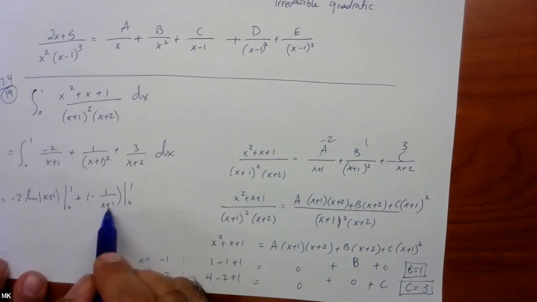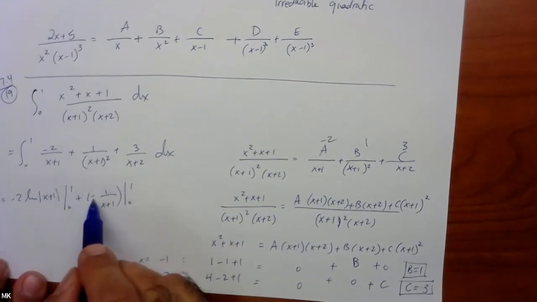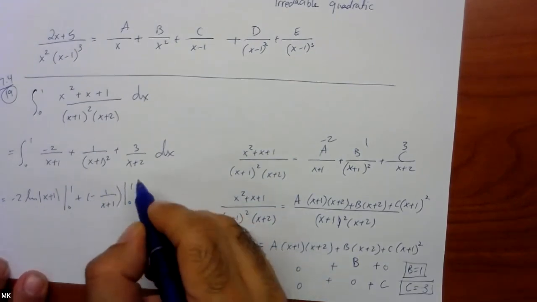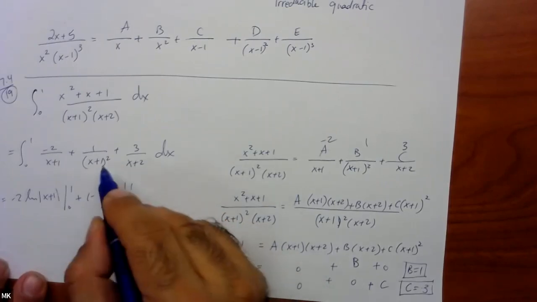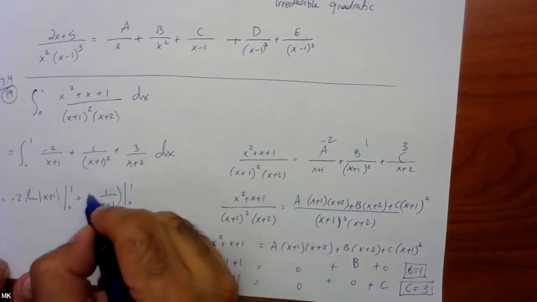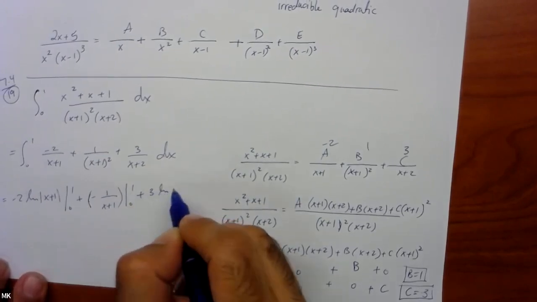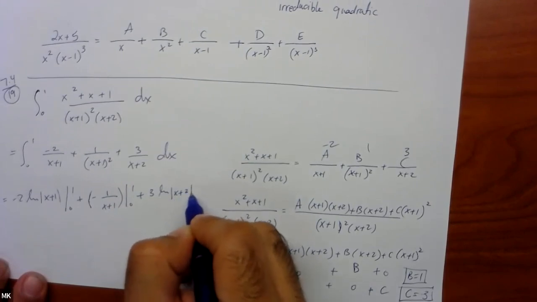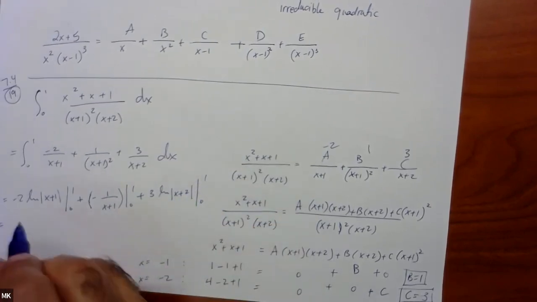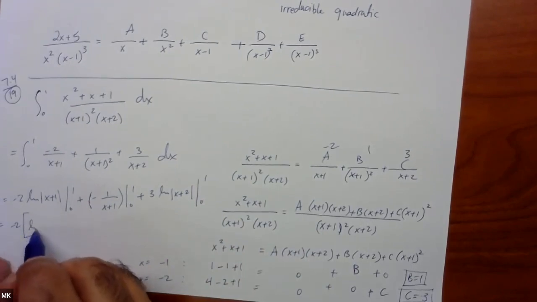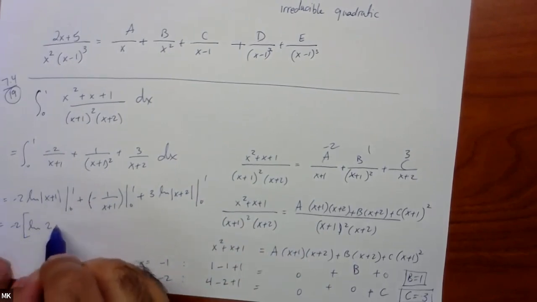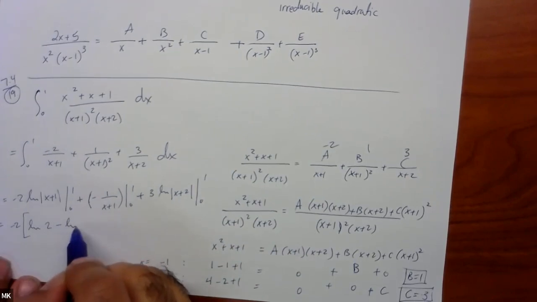Take the derivative of x plus 1 in the denominator, negative comes down, which cancels with this negative, you get x plus 1 to the negative second power. That's this. So antiderivative of this is this. You could use a u substitution if it comforts you. Plus 3 natural log of x plus 2 from 0 to 1. No plus c because it's a definite integral. Negative 2 natural log of 1 plus 1, natural log of 0 plus 1.